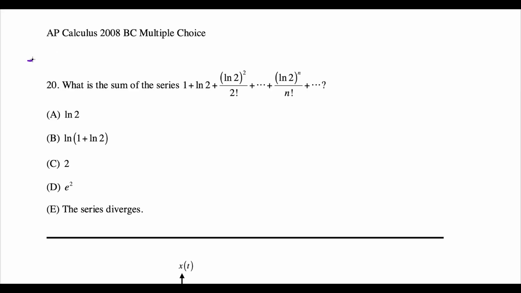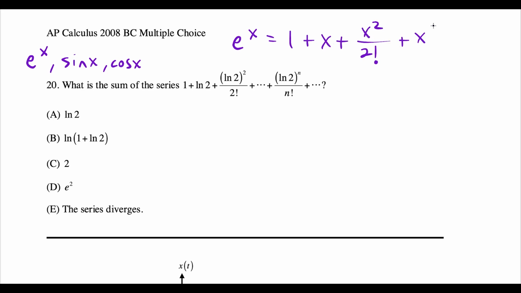But the fast way is you have to show up to the AP test knowing the Maclaurin series for e to the x, sine x, and cosine x. It's going to be one of those three that they'll just expect you to know. And for this year, it was e to the x, because the Maclaurin series for e to the x is equal to 1 plus x plus x squared over 2 factorial, and then we'd have plus x to the third over 3 factorial, and this pattern continues.